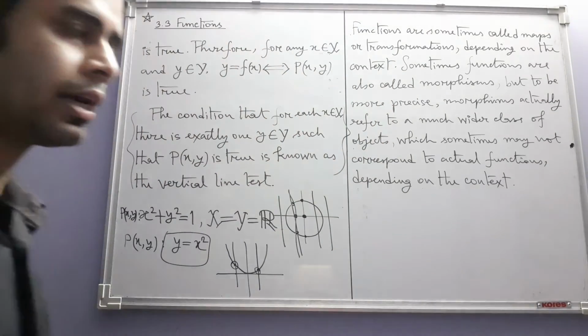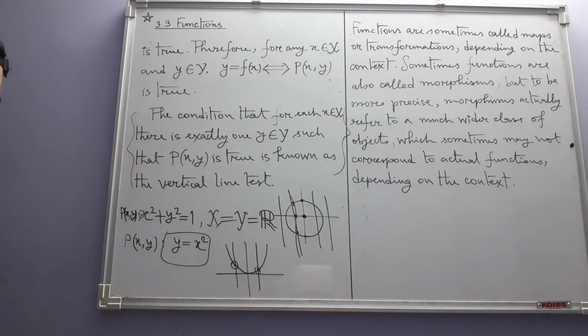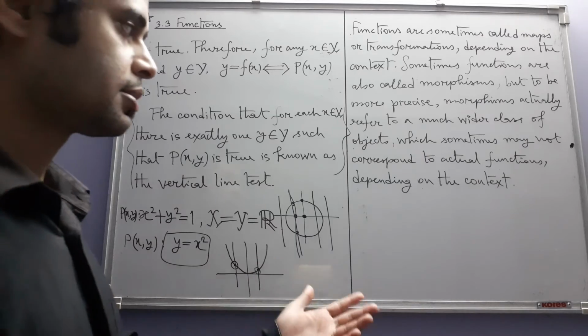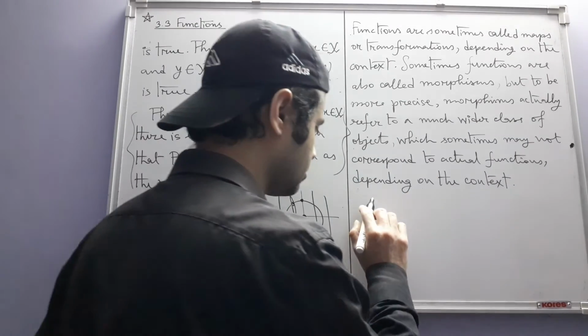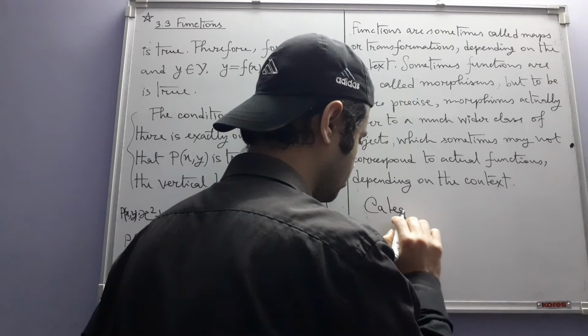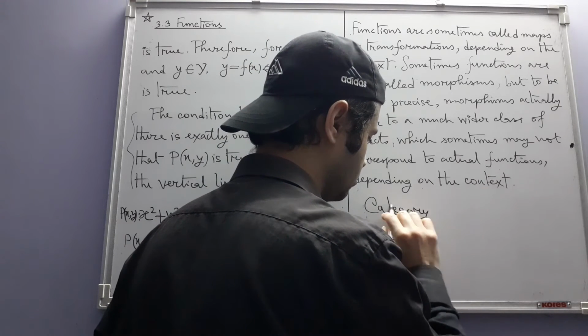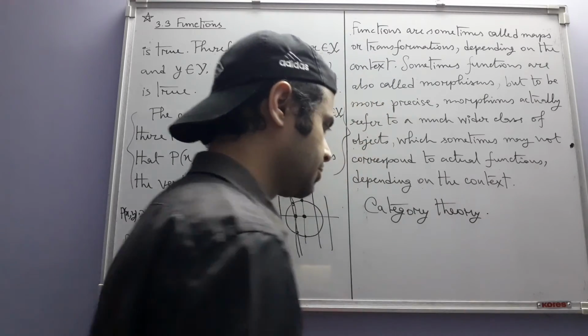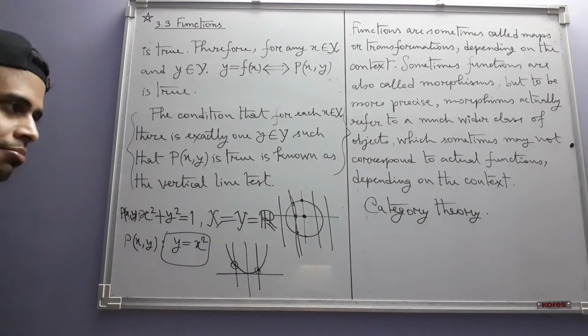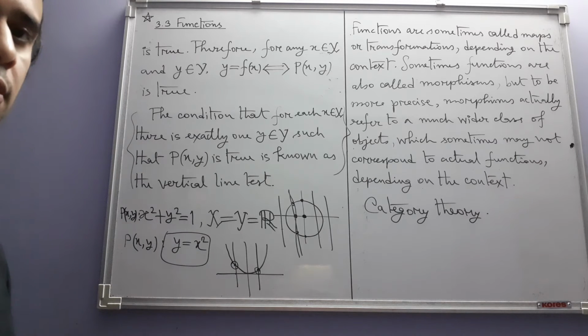Sometimes morphisms are actual functions, but sometimes they are not. And to understand the situations where they are not functions, we have to know about category theory. Okay, but I don't know whether we will be able to study this in future, but we will try.